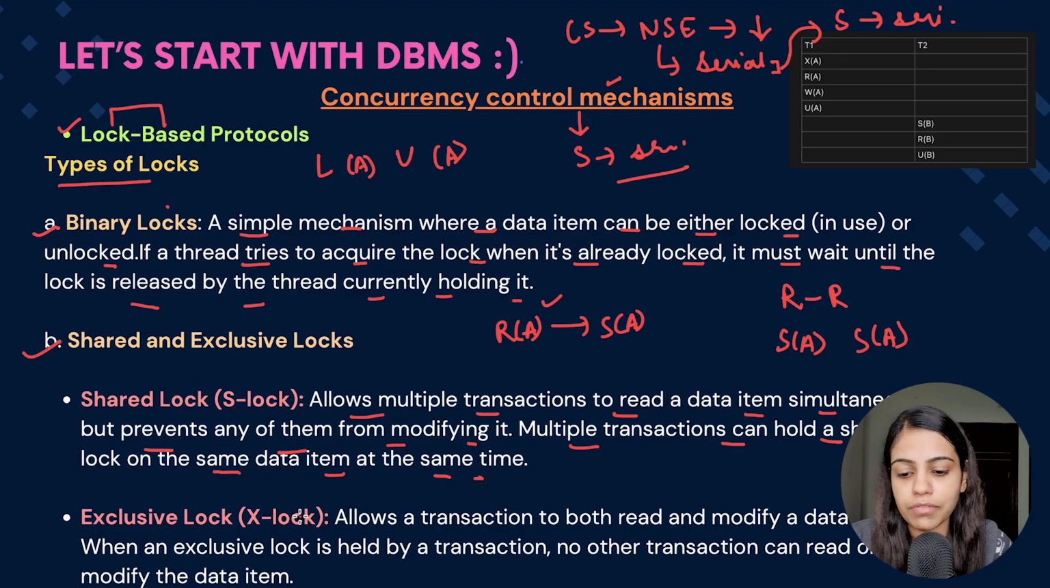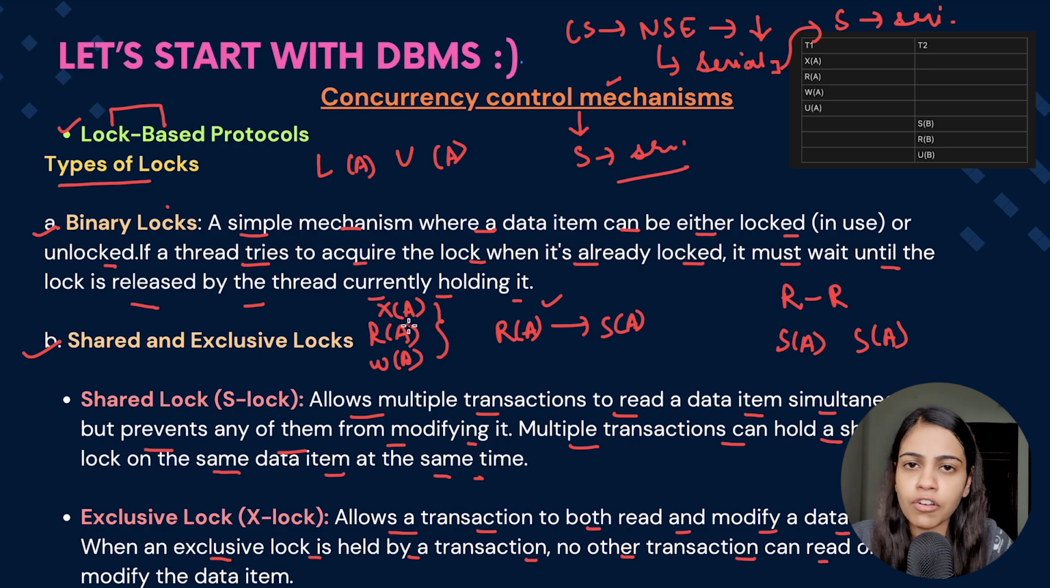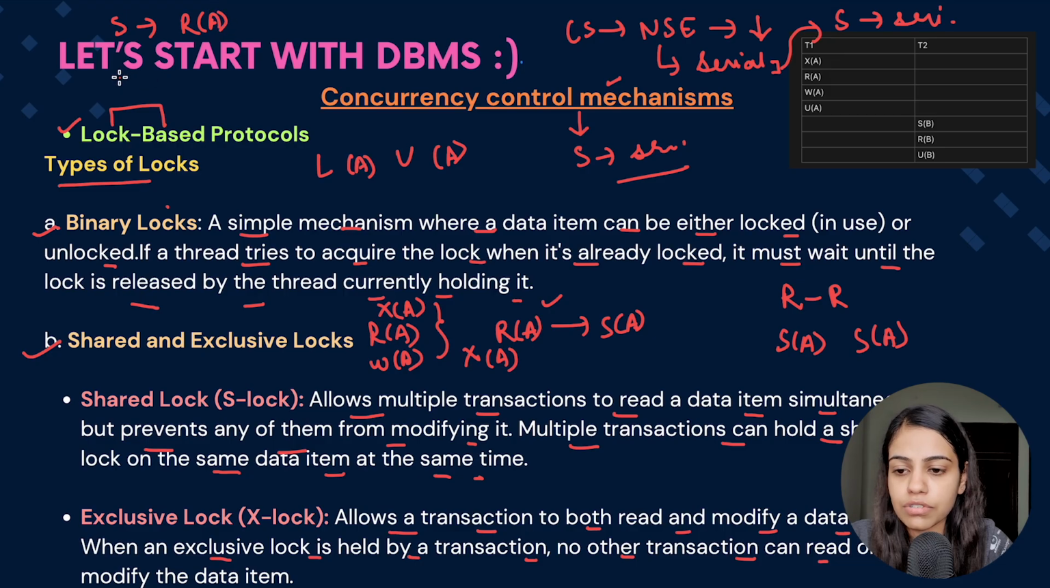Now coming to exclusive lock. It allows a transaction to both read and modify a data item. When an exclusive lock is held by a transaction, no other transaction can read or modify the data item. Whenever we want to perform a read as well as write operation on a data item, we can use an exclusive lock. Whenever we are using an exclusive lock in one transaction, in the next transaction we can't use the exclusive lock on the same data item because there might be read as well as write conflicts. So the shared lock is for read purpose, and the exclusive lock is for read as well as write purpose.